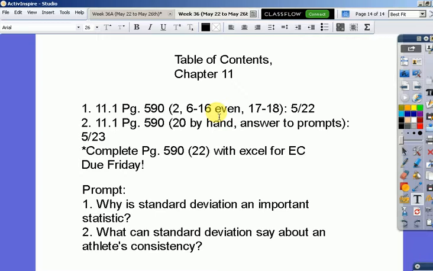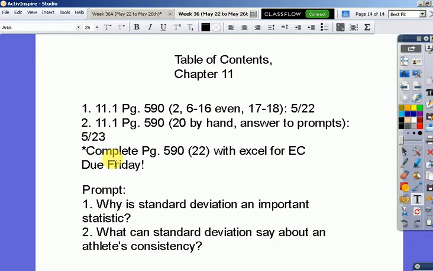You have 2 small little articles to read. One's half a page, one's a page. This first article will answer the first prompt. Why is standard deviation an important statistic? I want you to answer that question. It just has to be 1, maybe 2 sentences at the most. And then number 2, what can standard deviation say about an athlete's consistency? So for those of you who play sports, it is a very important statistic in determining an athlete's consistency.